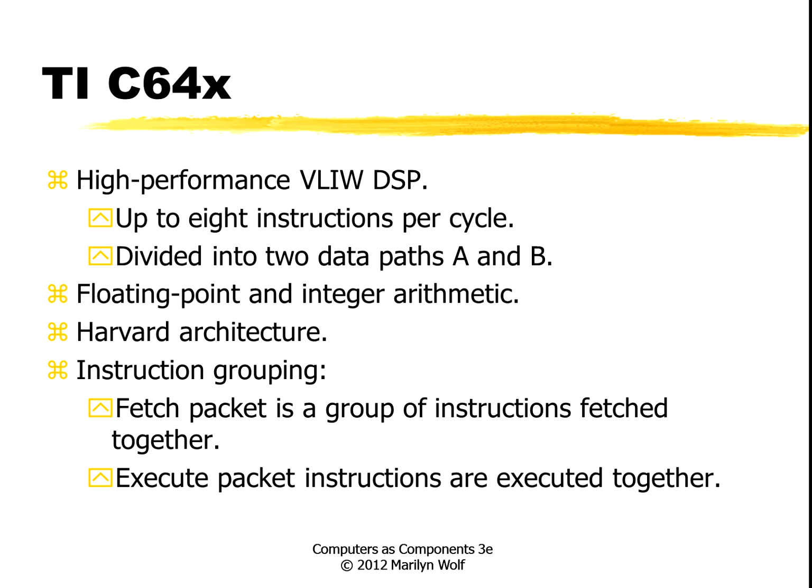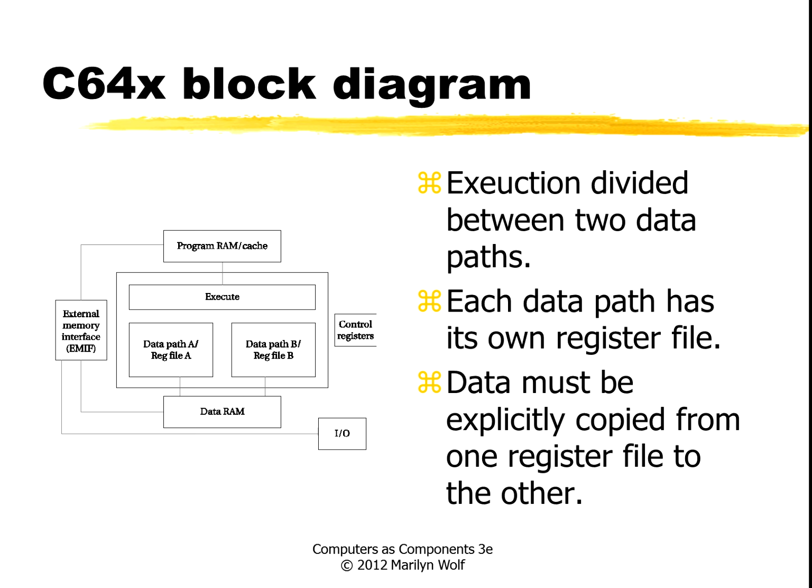The data path is divided into 2 units called A and B. It provides floating point as well as integer arithmetic. It's a Harvard architecture. And instructions are grouped into fetch packets for fetching and execute packets for execution.